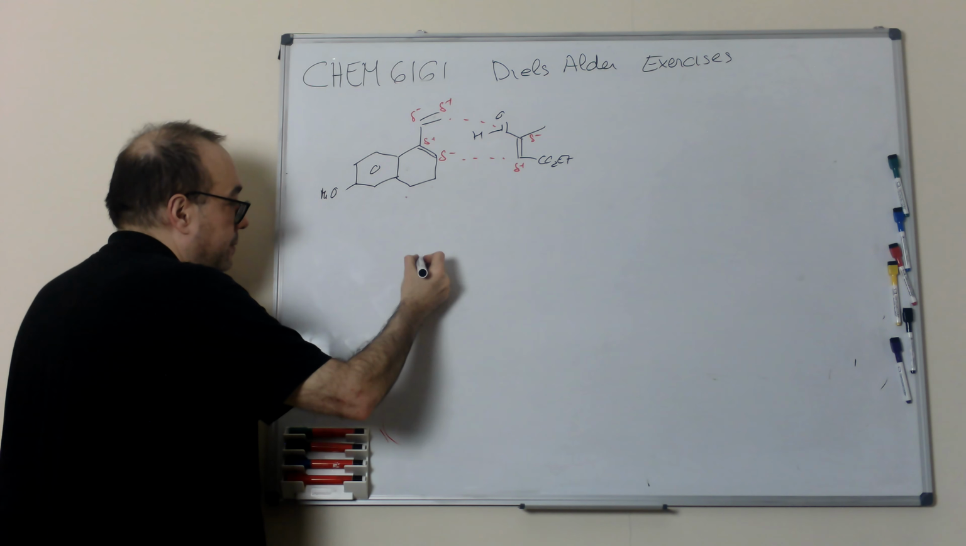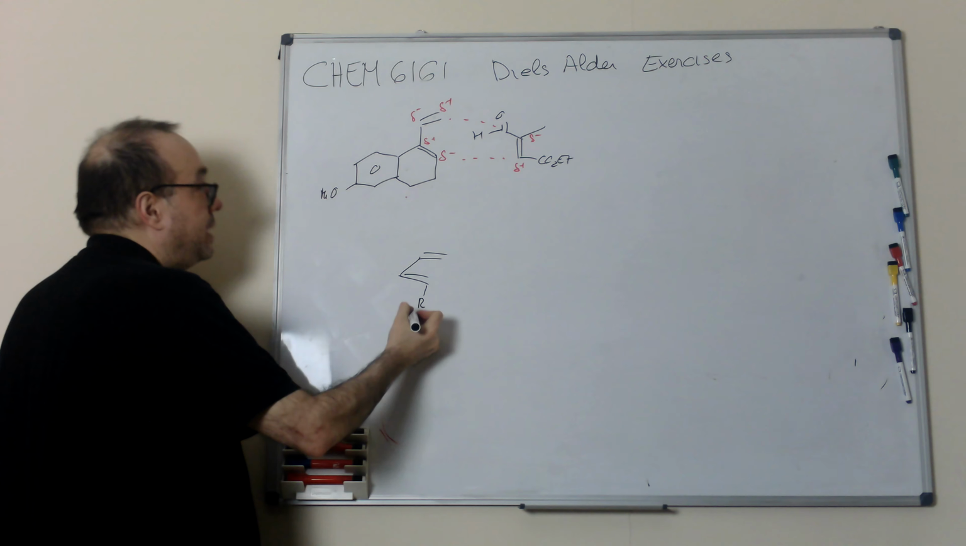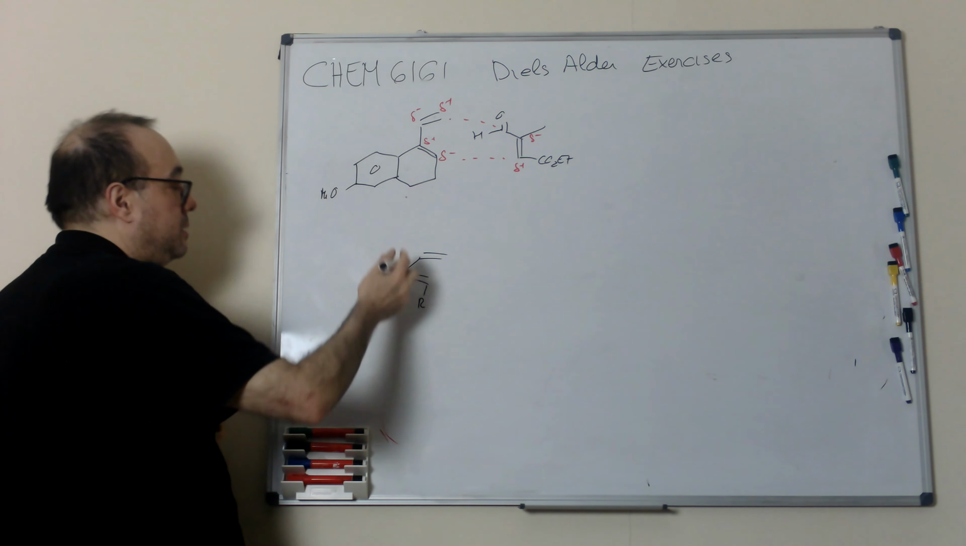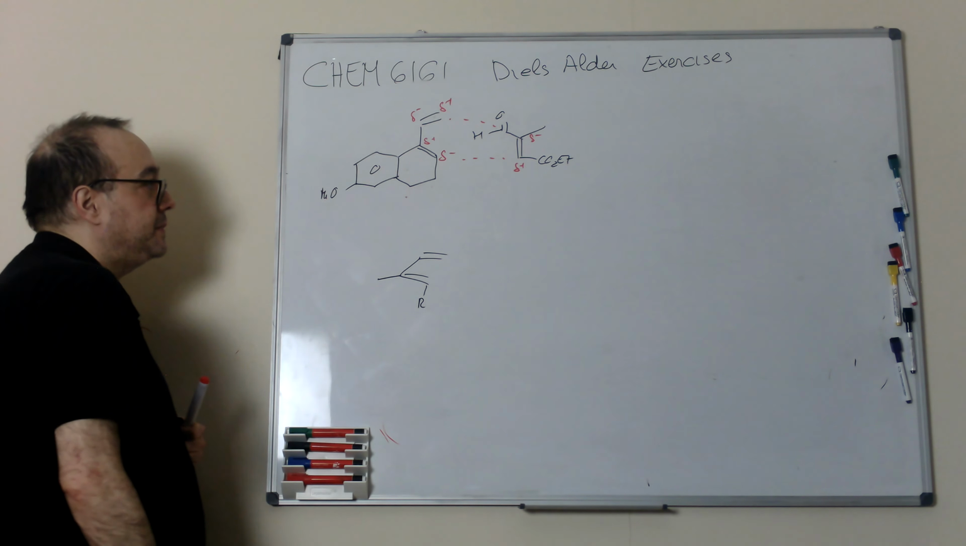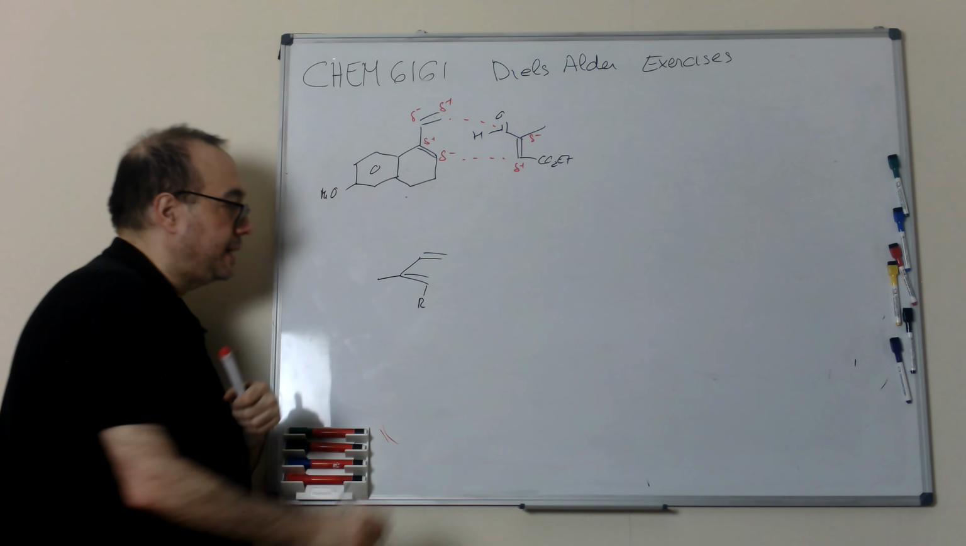If we do it, what I will draw is here, I will put R. I don't care if it's cyclic or not. Okay? And then after this I will draw the final structure.